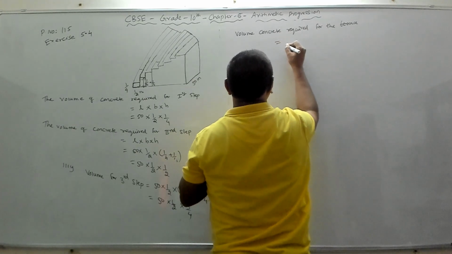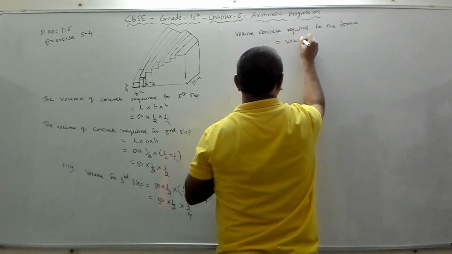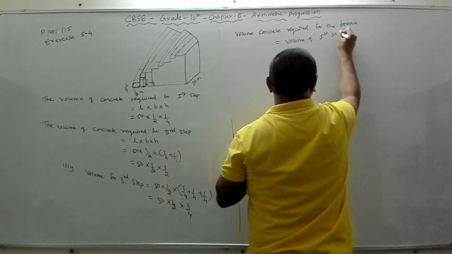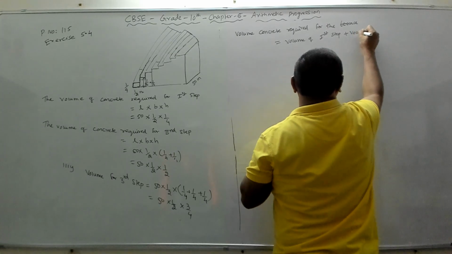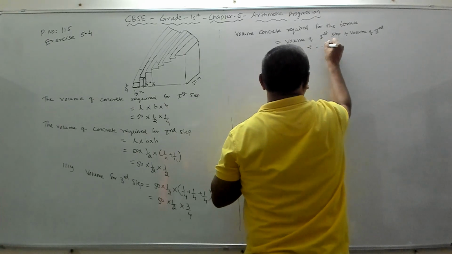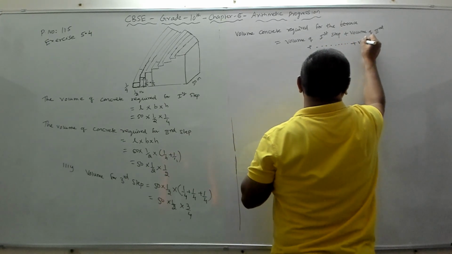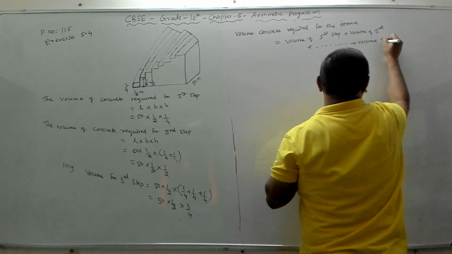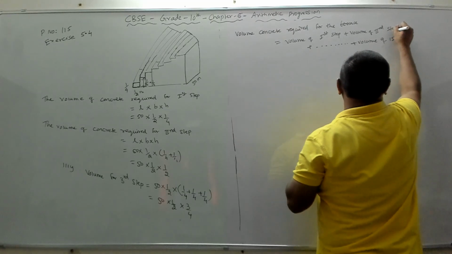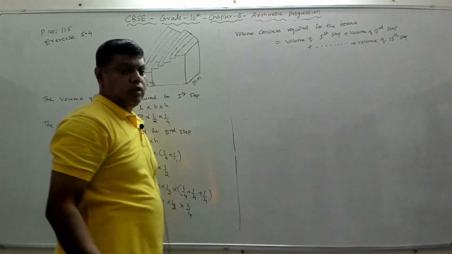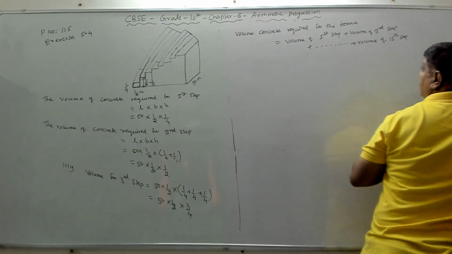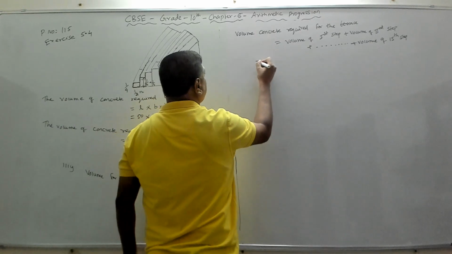that is equal to volume of first step plus volume of second step plus dot dot plus volume of the last step, and it has 15 steps. Volume of 15th step. So that's how we find the total volume of the entire concrete. So that is equal to, now what is the volume of the first step?